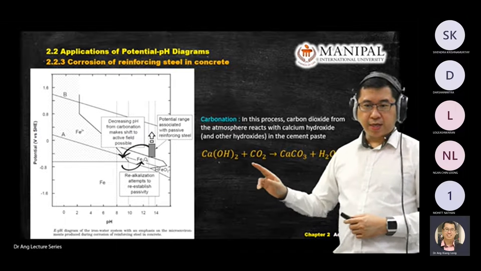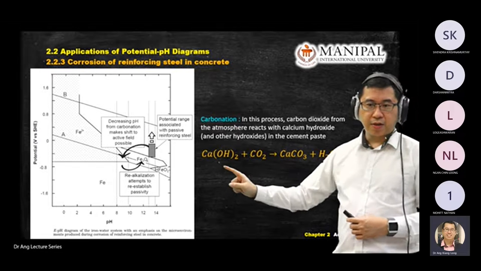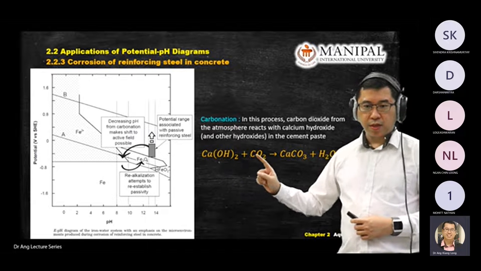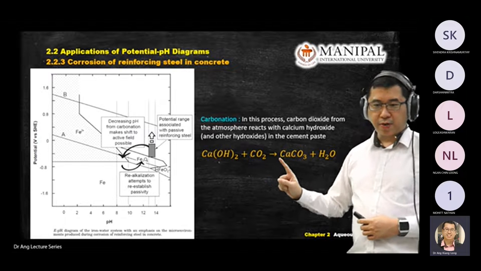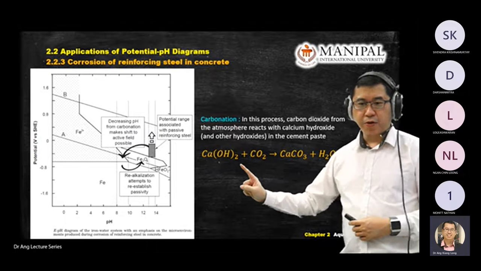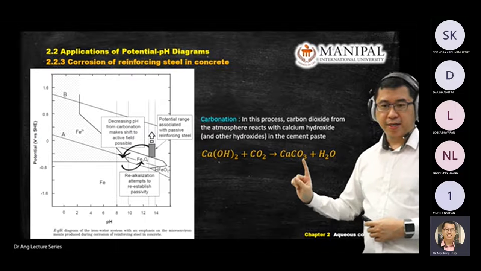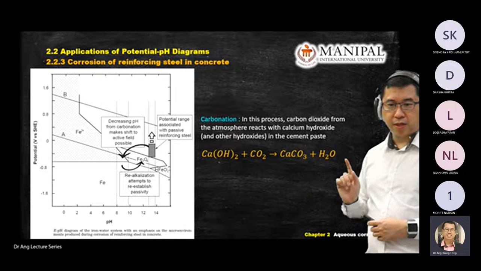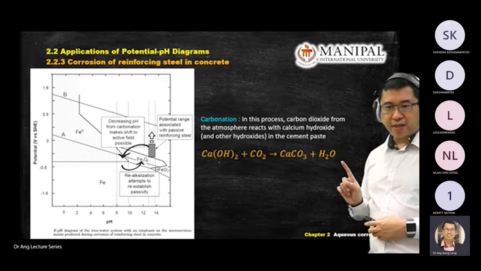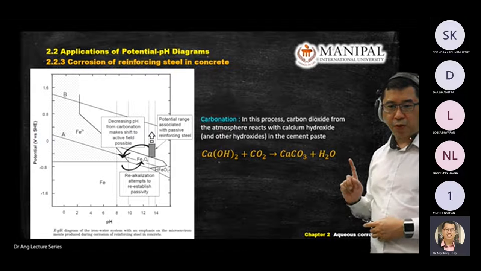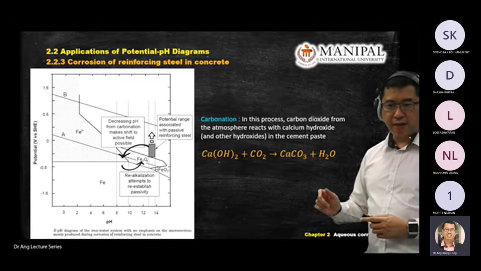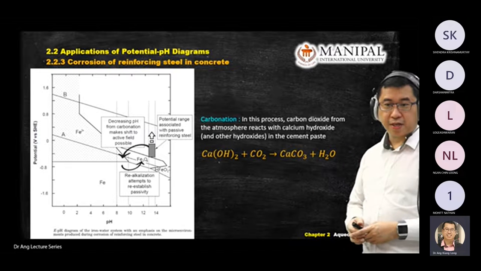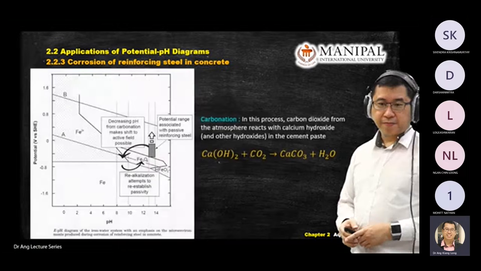What is the chemical reaction? You need hydroxide, right? You need hydroxide, Ca(OH)2. You need carbon dioxide, and then you balance the chemical reaction. Okay, you get CaCO3 plus water. Again, you see water. Corrosion loves water. So when you have water, and you have steel, then corrosion happens.